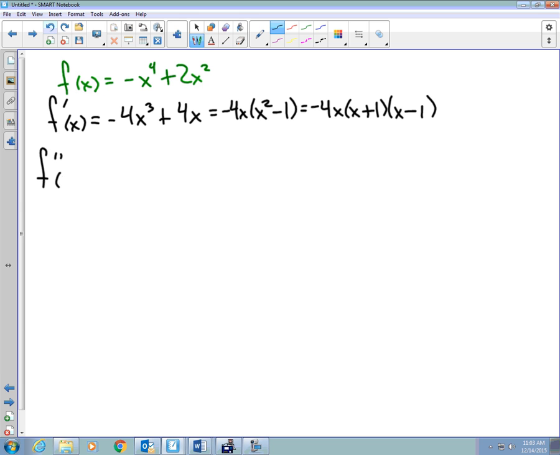What is the second derivative? We'll do that in a second. Negative 12x squared plus 4. I could factor out a negative 4, and I would get 3x squared minus 1.